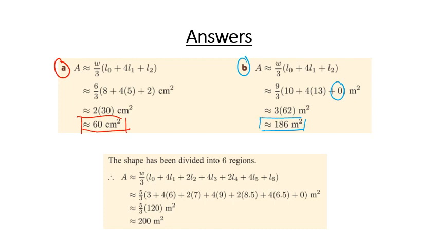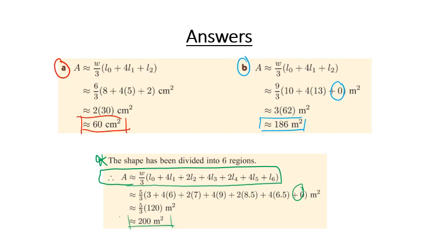And for our last question, we were looking at using a different formula from our second slide, where we've got multiple lengths. And again, we just substitute our values in. Obviously, there was no length for our last, or length 6, so no value. And that should have given you an answer of 200 meters squared.